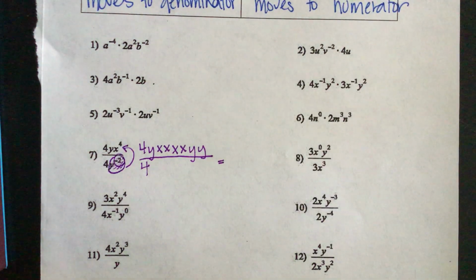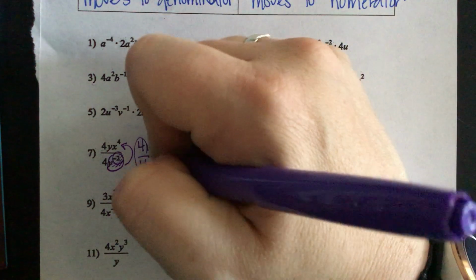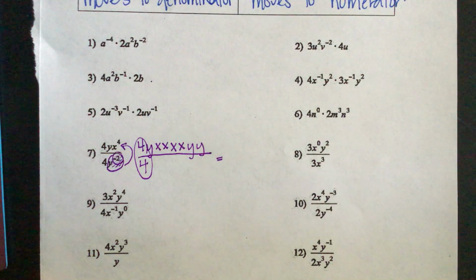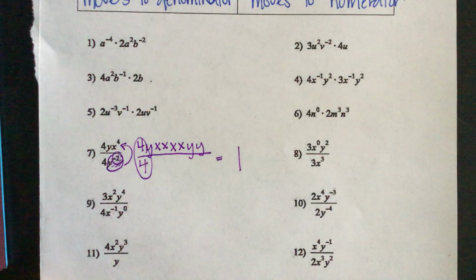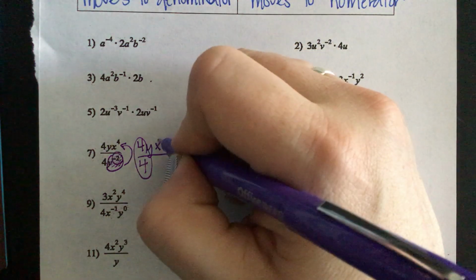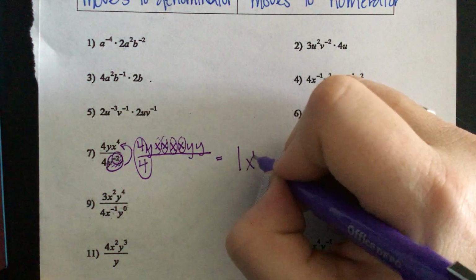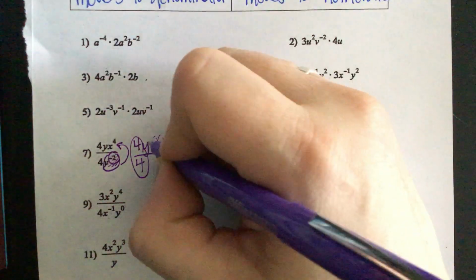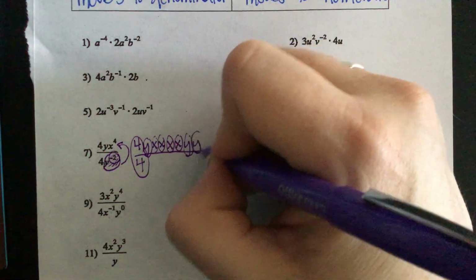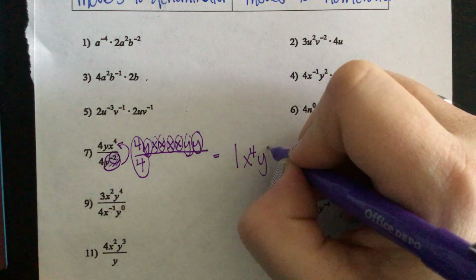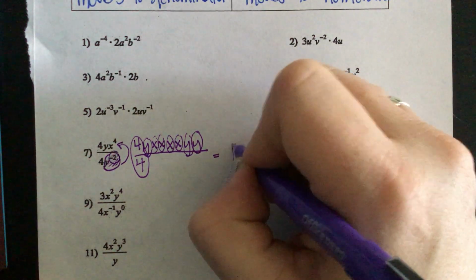And now I can use my rules for division. I can simplify. 4 over 4 is 1, and I'm left with 1, 2, 3, 4 x's and 1, 2, 3 y's. And there's my answer.